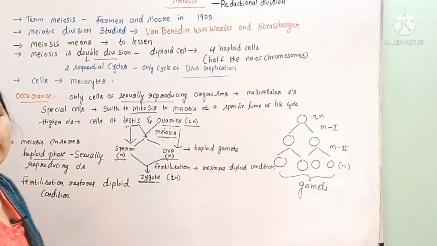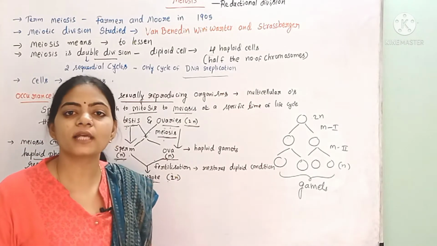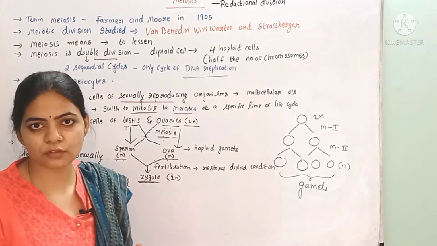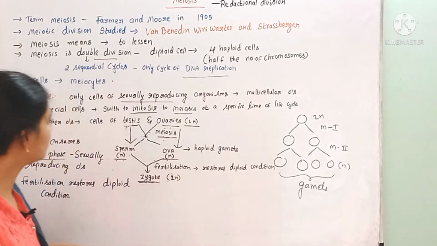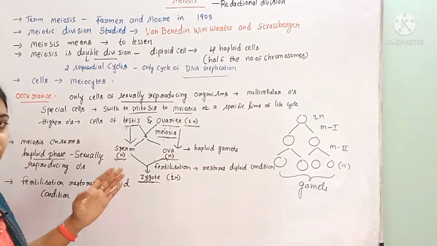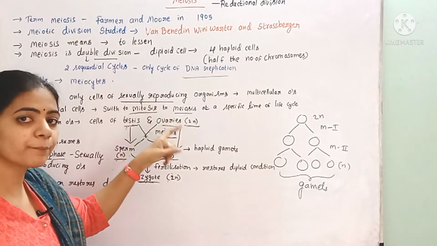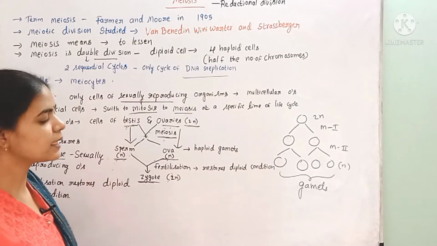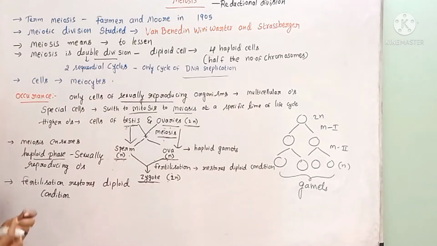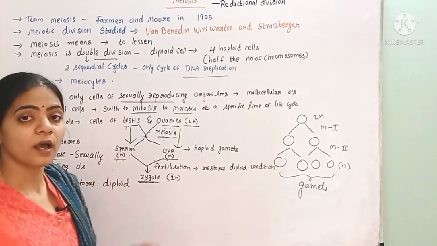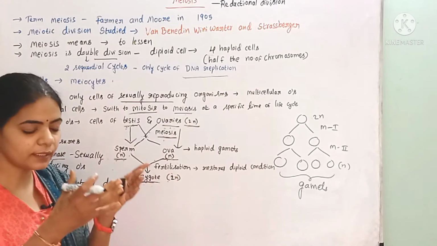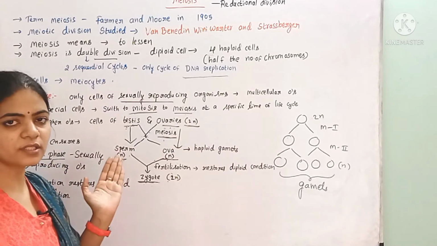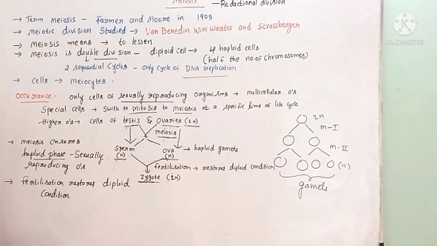The cells which undergo meiosis are called meiocytes. Meiocytes means the cells which participate in the meiosis process. And where does the meiosis process occur? Only the cells of sexually reproducing organisms undergo meiosis. In multicellular or higher organisms, there are some special types of cells. Of course, they are in mitotic condition, but at a certain time in their life cycle, they switch from mitosis to meiotic condition.